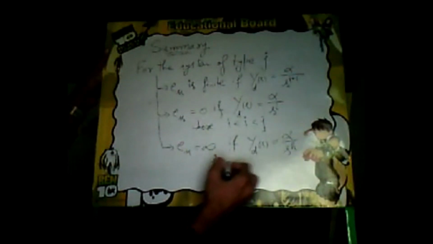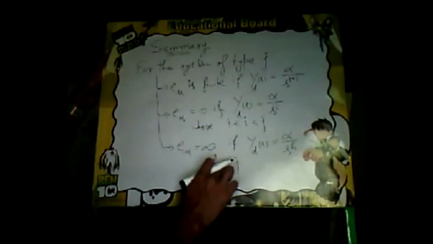And the steady state error is equal to infinity if, let's say, y desired of s is equal to alpha over s to the power k, where k is strictly greater than j plus 1.